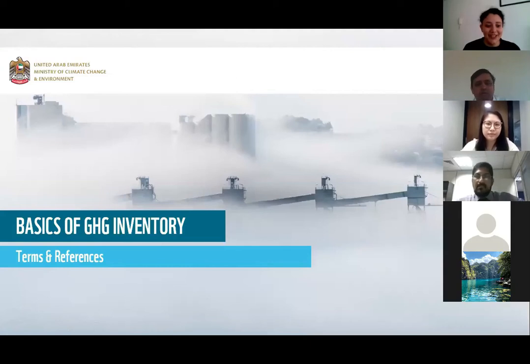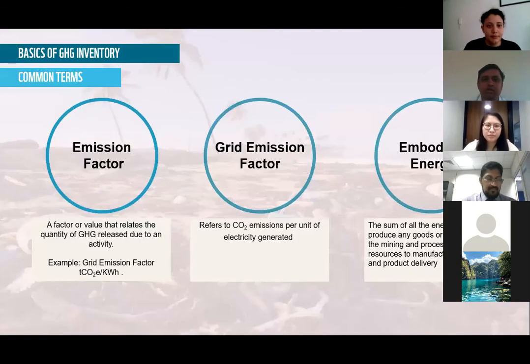What we'll be looking into now is some of the basic terms of greenhouse gas inventory, and some of you who are beginners will certainly benefit from the next 30 minutes or so, wherein we'll talk about the terms or the concepts that you might encounter when you are working on a greenhouse gas inventory or on a carbon footprint. Now, before we start, the terms greenhouse gas inventory and carbon footprint are used interchangeably. They mean the same thing.